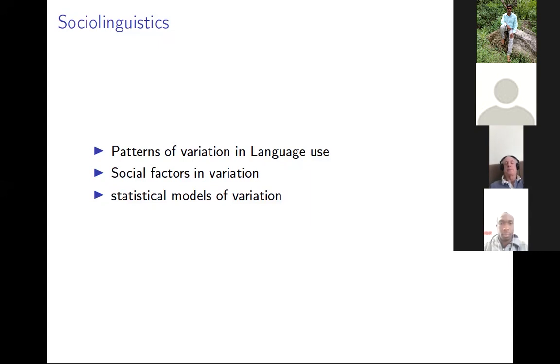For example, the R insertion, the intrusive R. When you say India and Pakistan, in RP they insert an R, India-R and Pakistan. So the intrusive R is actually a marker of your social prestige. You see that oftentimes there are speakers of other varieties who try to use these markers in order to seem upwardly mobile. Sociolinguists have discovered many such interesting patterns in language use. We'll talk about these things in detail in one of our sessions.